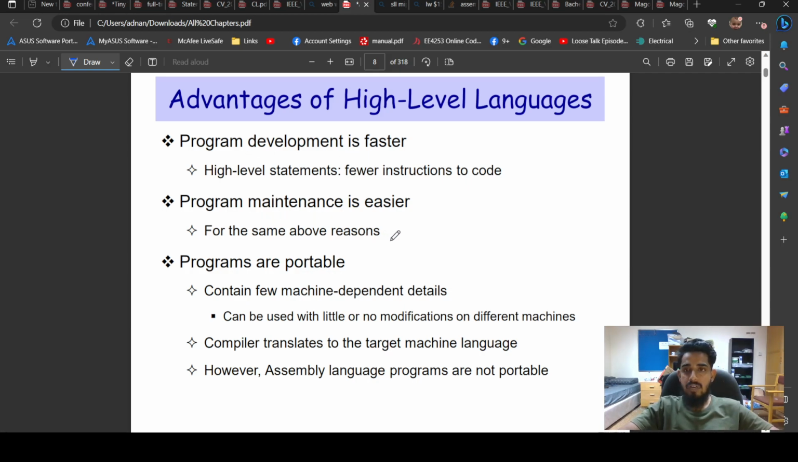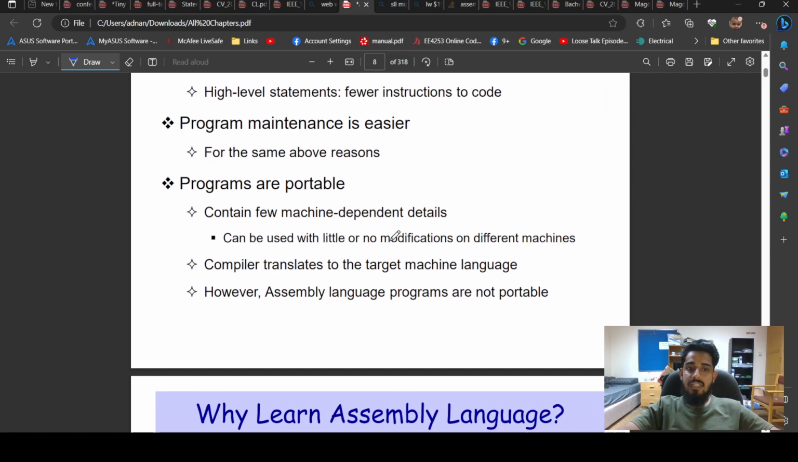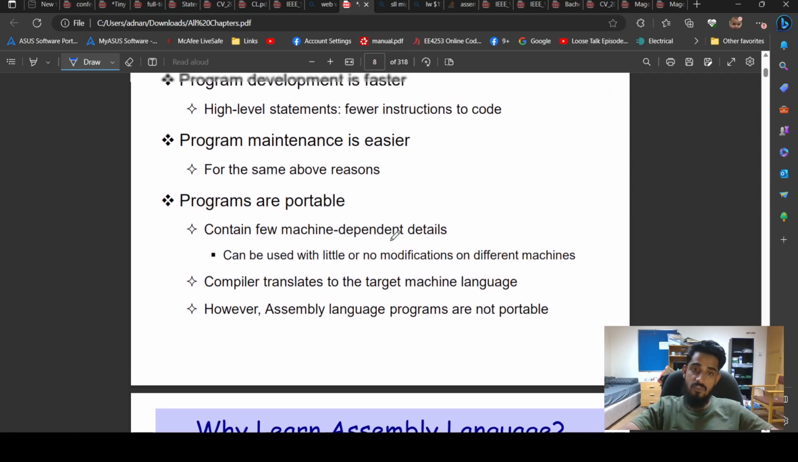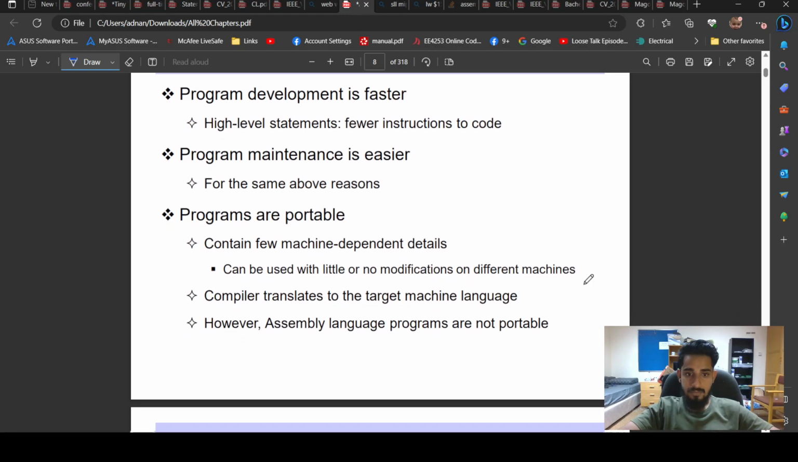We can easily debug where the error is, so we can easily maintain our code. And definitely for a low level language, this is not an advantage, because for a low level language you must know the concept behind the instruction and what exactly is going to be done by this instruction. You must know.